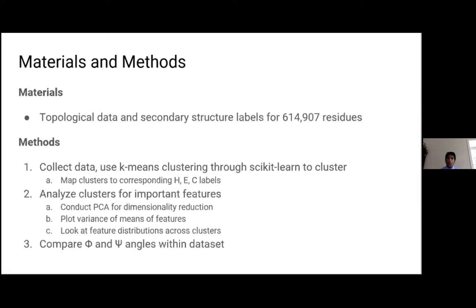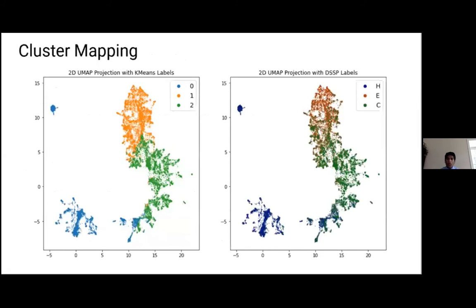After collecting our data, we applied dimensionality reduction to visualize our data and determine which features contributed the most to the dimensionality reduction. We then used scikit-learn to run k-means clustering with 3 clusters. After running a UMAP 2D projection of the k-means clustering data against the DSSP labeled data, we were able to map cluster 0 to helices, cluster 1 to strands, and cluster 2 to coils.